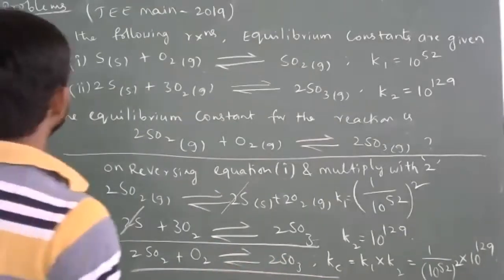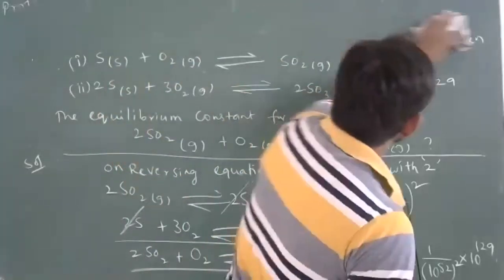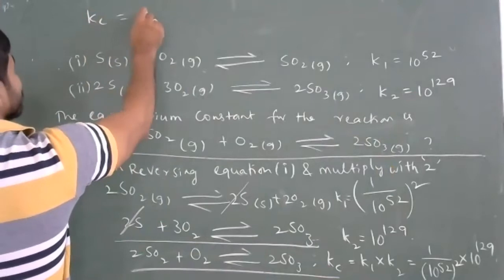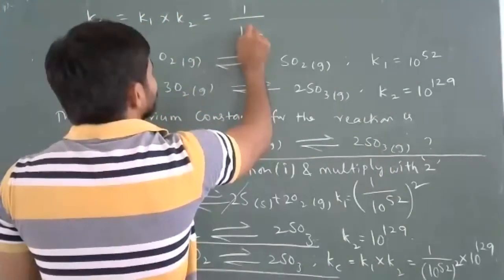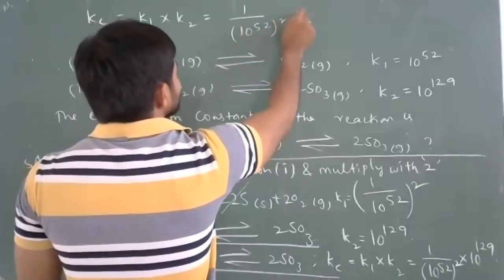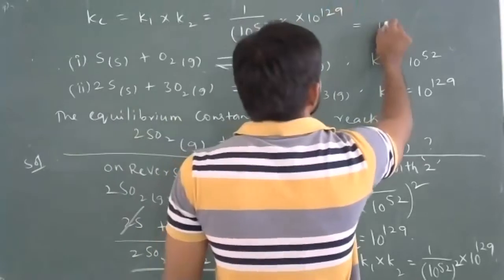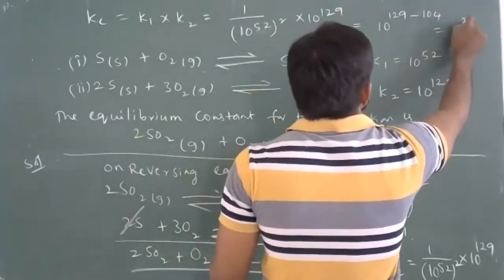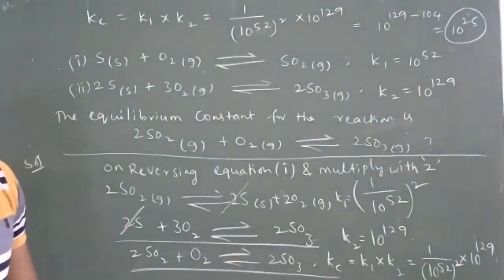So this simplification I'll do here. The new Kc is equal to K1 into K2, that is 10 power 52 whole square into 10 power 129. So I'll write here 10 power 129 minus 104. I'll get 10 power 25 as the answer.